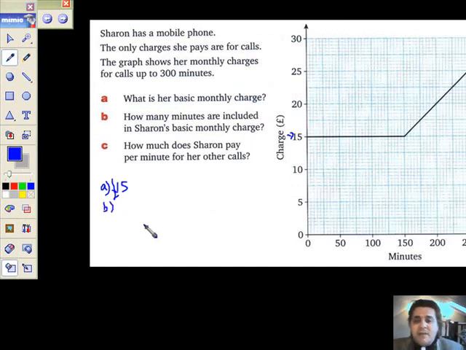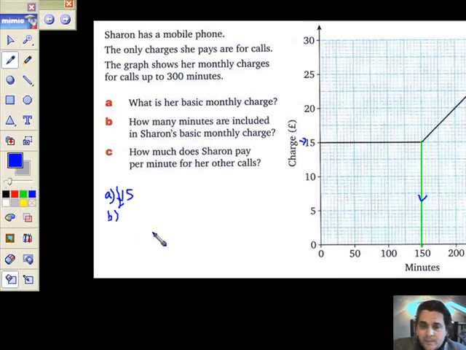B. How many minutes are included in Sharon's basic monthly charge? Well look, we have a flat rate of £15 and we go up to 150 minutes, so let's just show the examiner what we're doing. Right there, that's where the graph suddenly goes up, and remember that we show the examiner what our brain's doing, and we put a little arrow going down. So how many minutes are included in Sharon's basic monthly charge? We have 150 minutes.